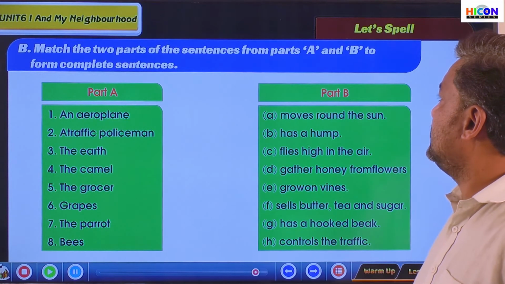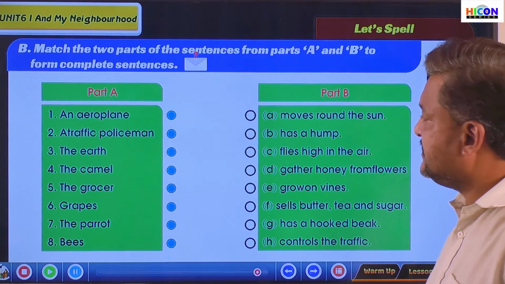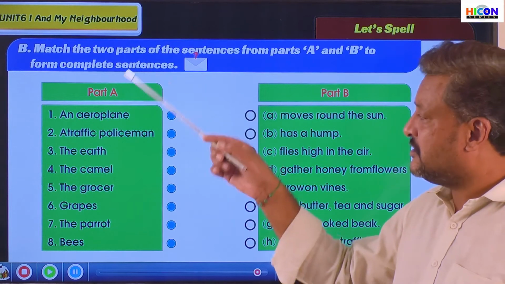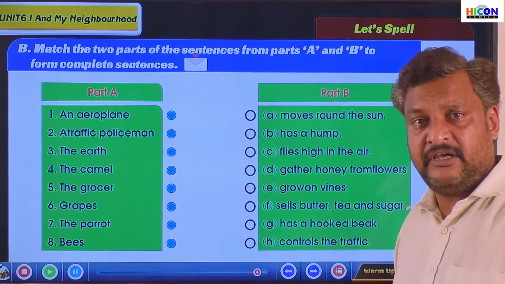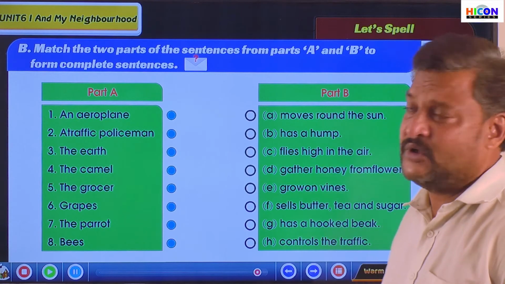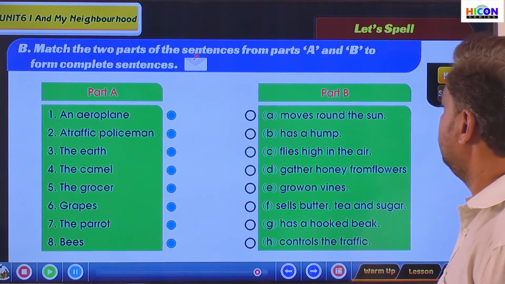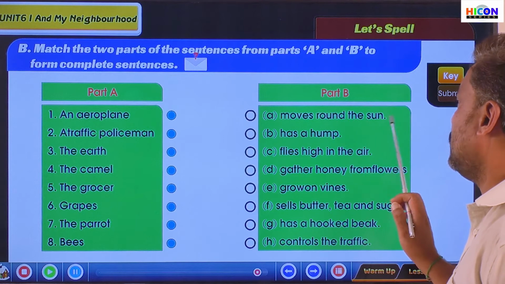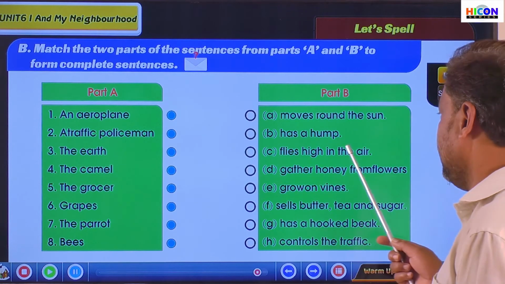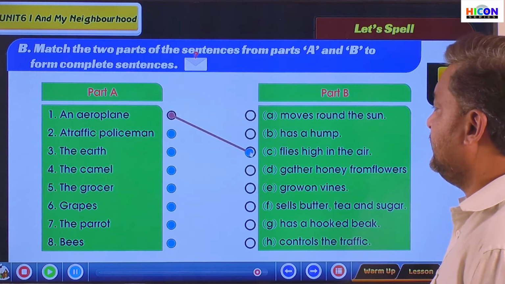Match the two parts of the sentences from parts A and B to form complete sentences. So sentences are divided, half is given here, half is given here. In simple terms we can say subjects are given here, predicates are given here. We need to match the subject with the suitable predicate so that the sentence is meaningful. So, an aeroplane. What is here which is related to aeroplane? Moves around the sun. Does an aeroplane move around the sun? No. Does it have a hump? No. Flies high in the air, isn't it? Yes.